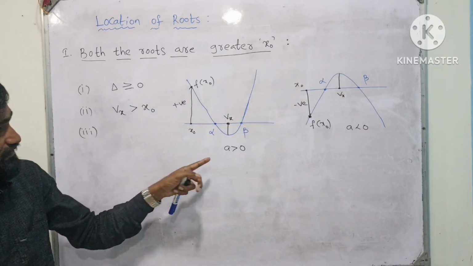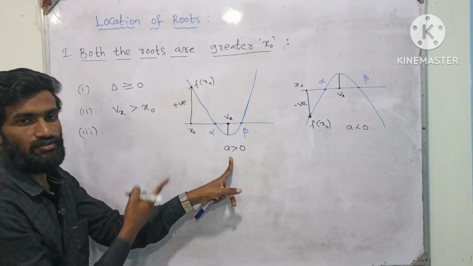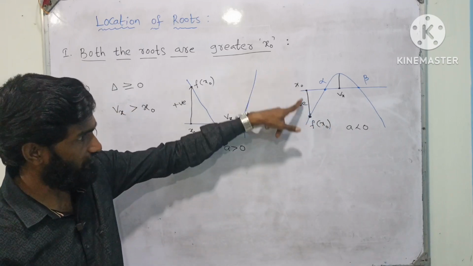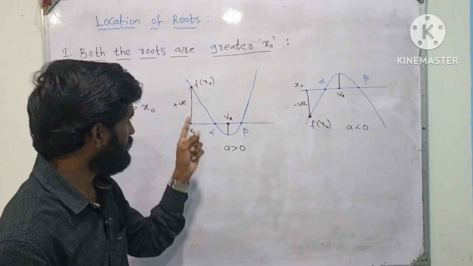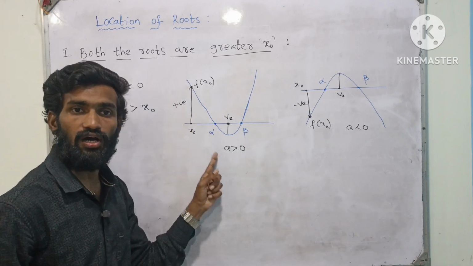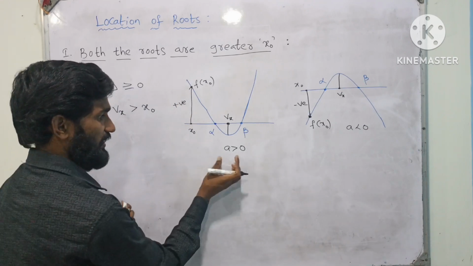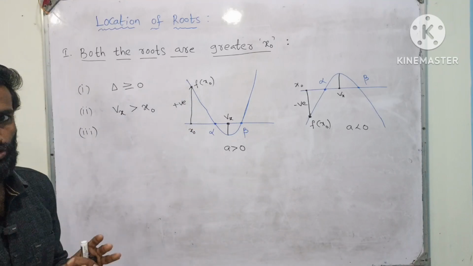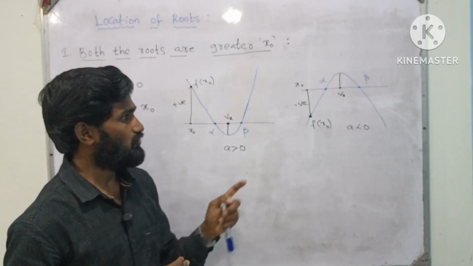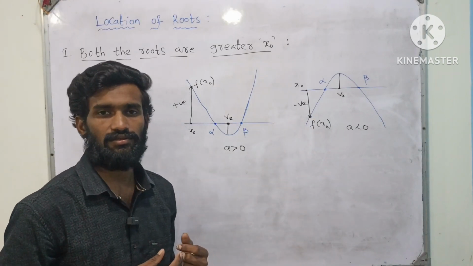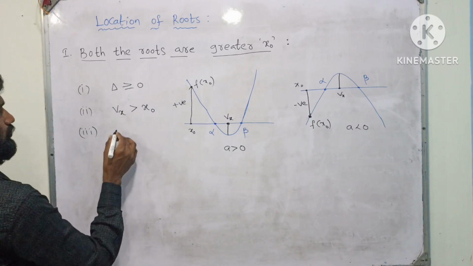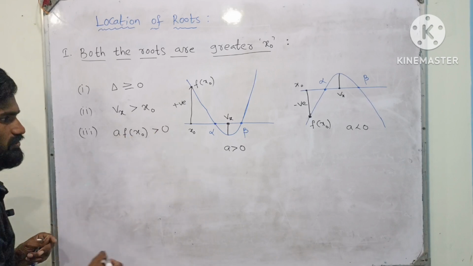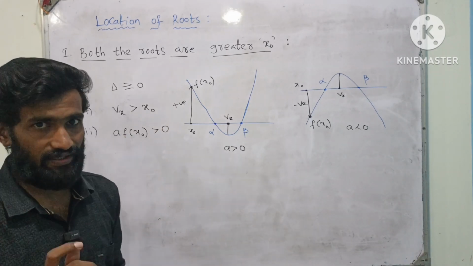If a is greater than 0, we are getting f of x naught also greater than 0, means positive. If a is less than 0, we are getting f of x naught also negative. The two signs are the same here, means a and f of x naught have the same sign. So if I write this combined condition, a into f of x naught will be greater than 0 every time, at each and every time.